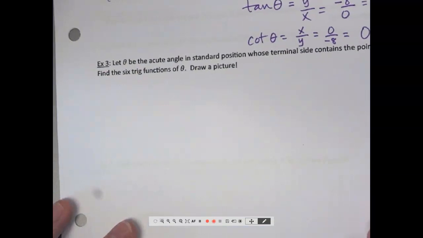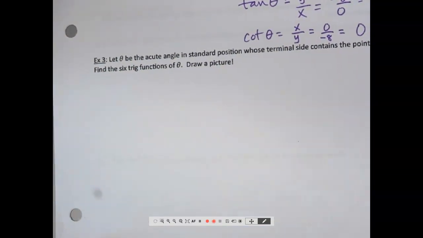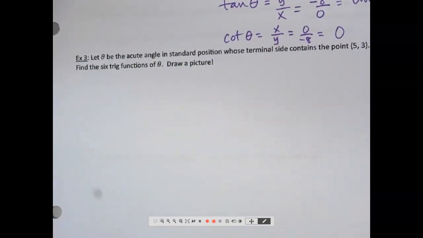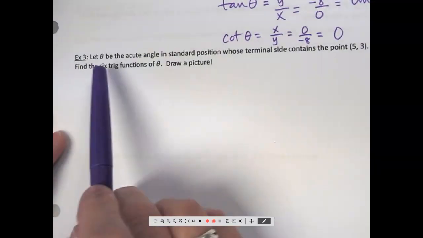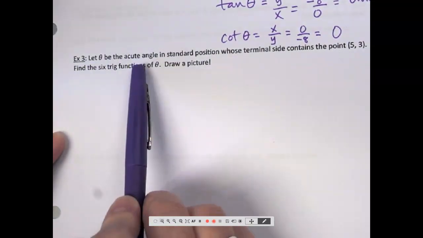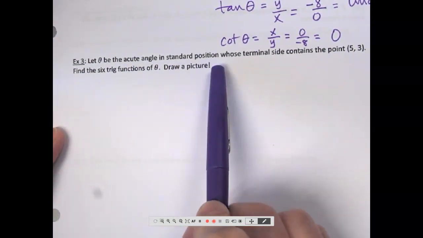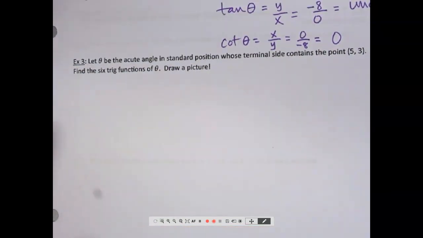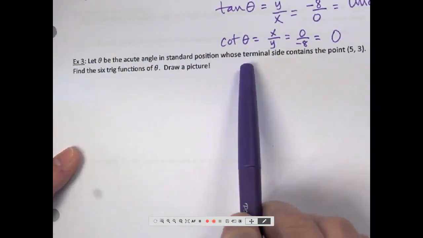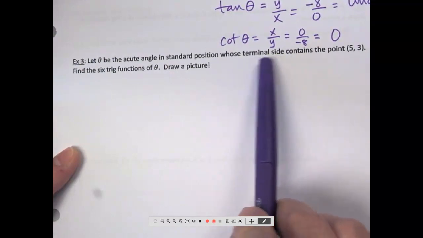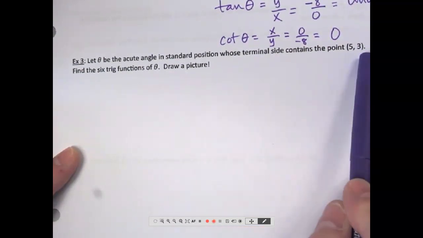Okay, example 3. Let theta be the acute angle in standard position whose terminal side contains the point (5, 3). Find the 6 trig functions of theta. Draw a picture. That's a whole lot of new words in there. We know theta means an angle. An acute angle, less than 90, in standard position. That means I started rotating on the x-axis and then I went counterclockwise. Whose terminal side, that means where I stopped rotating, is the point (5, 3).